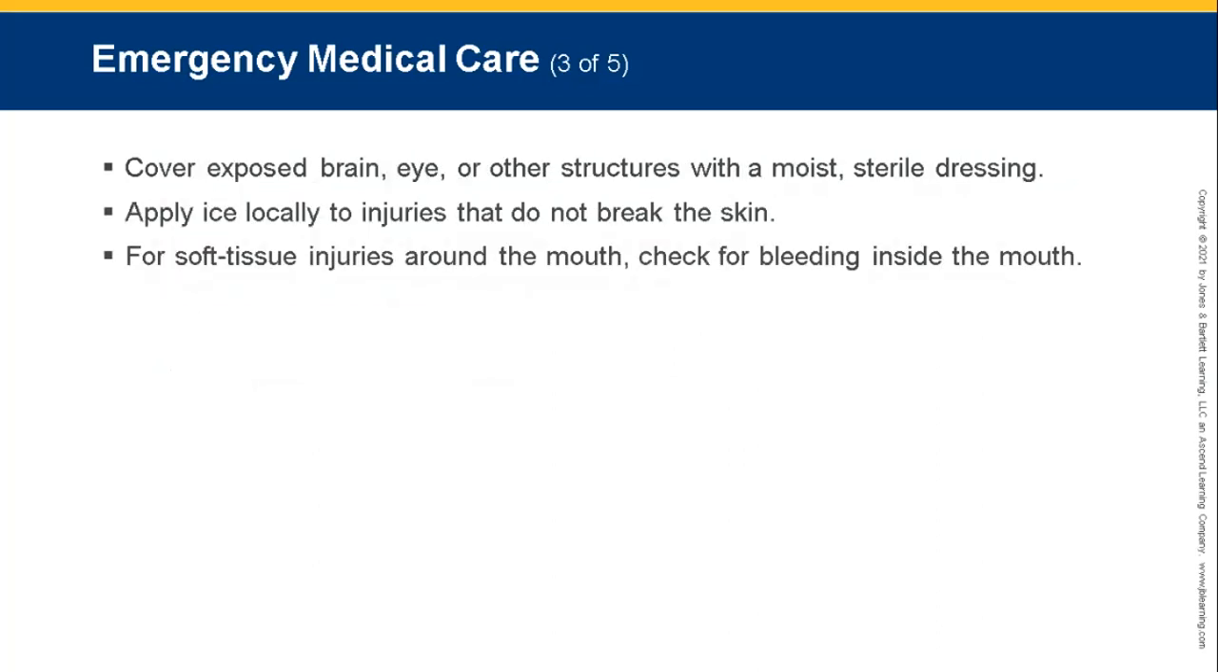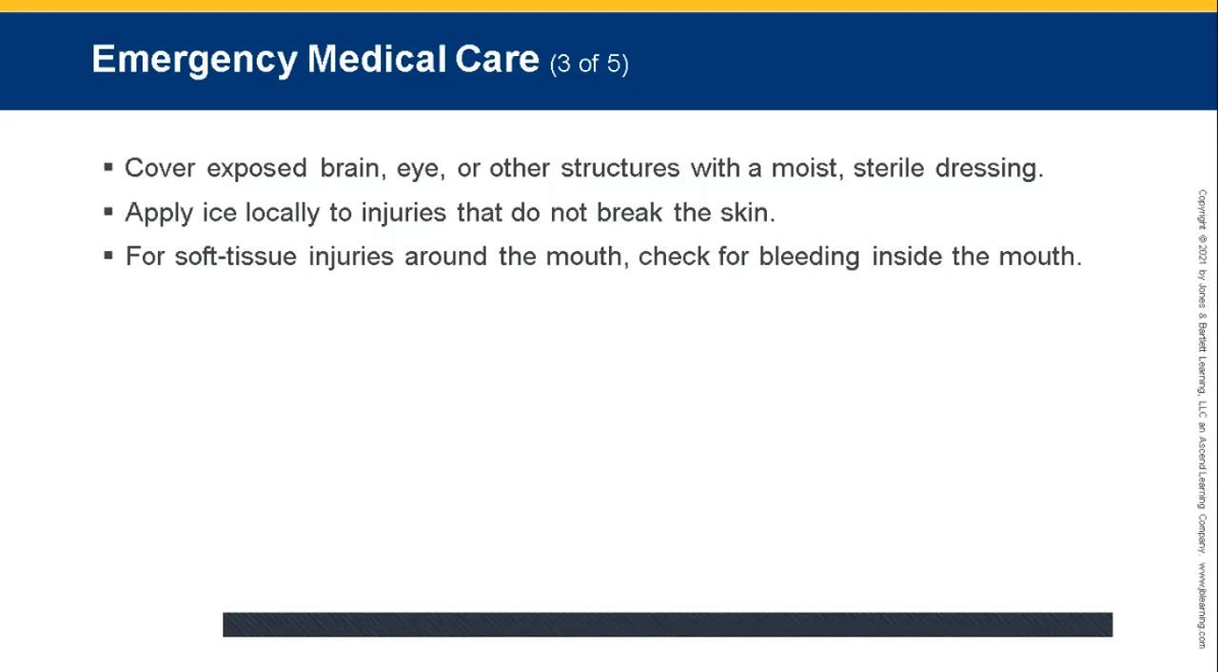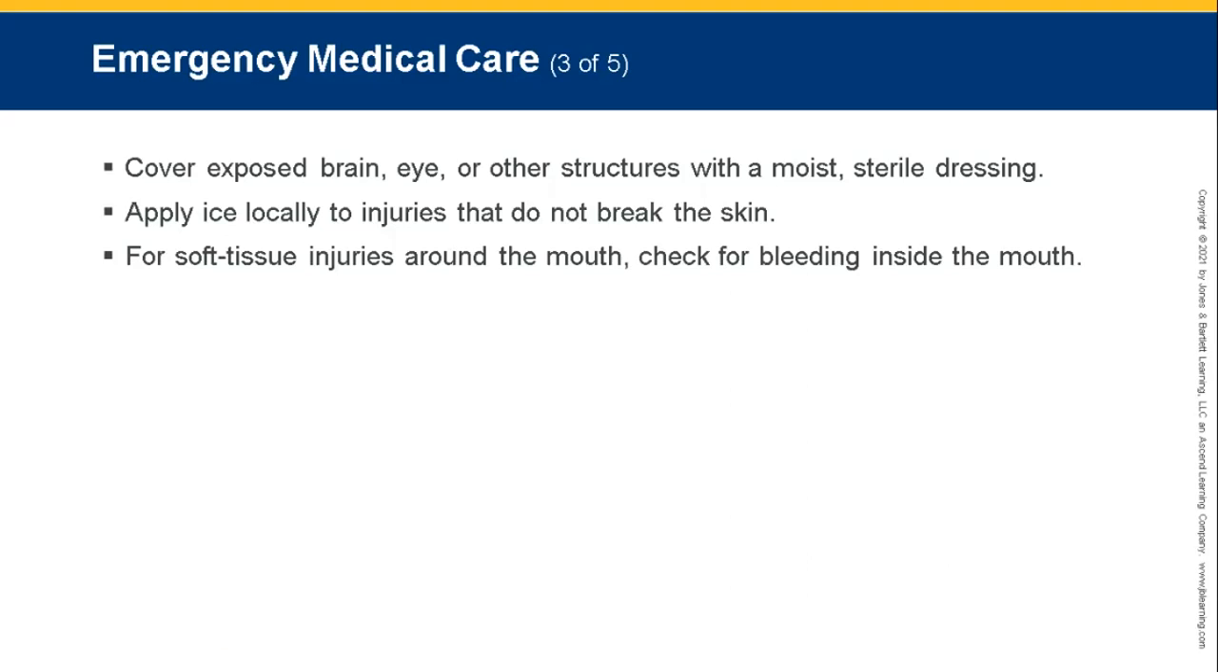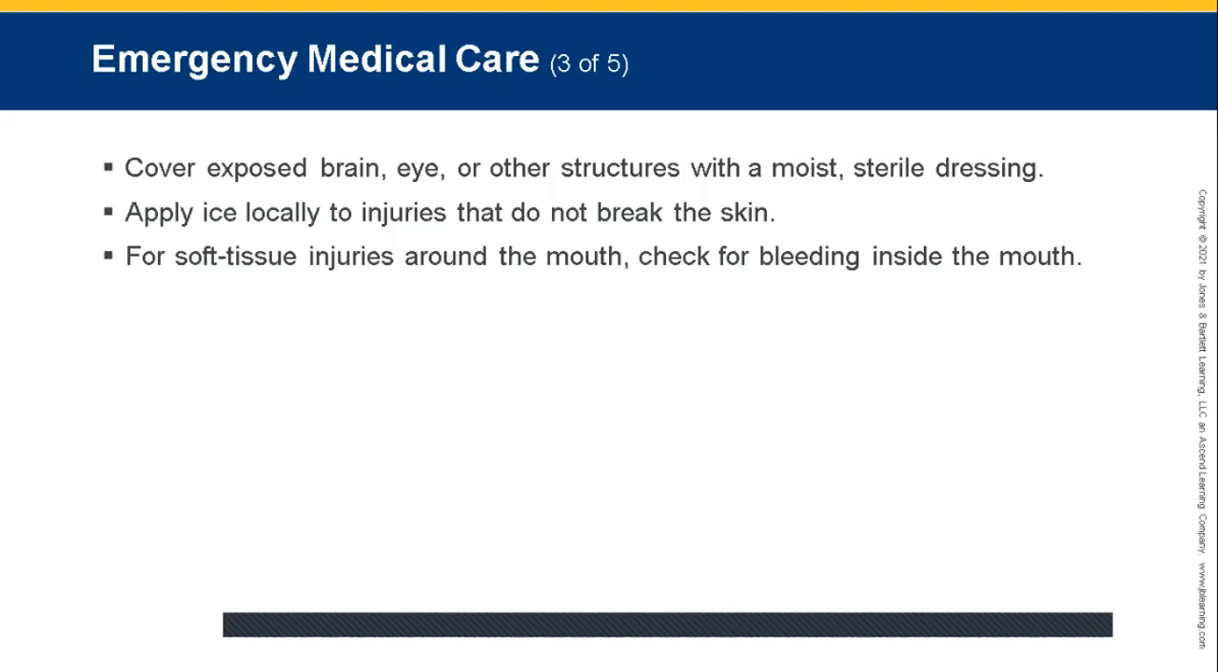Cover exposed brain, eye, or other structures with moist, sterile dressing. So if brain tissue or the part of the eye that should be inside the body is out, then we need to use moist dressing. Apply ice locally to injuries that do not break the skin. Do not put ice directly on the skin, so you may have to wrap it in something. For soft tissue injuries around the mouth, check for bleeding inside the mouth.